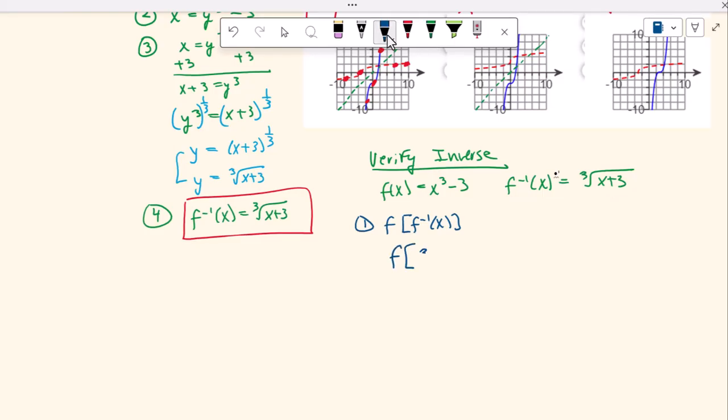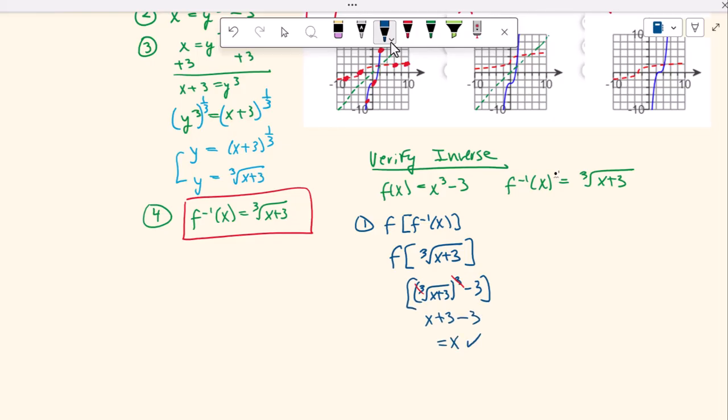F inverse of x is the cubic root of x plus 3. And this says to plug it into my function f. So I'm taking the cubic root of x plus 3 to the third power and then subtracting 3. The f notation is gone because I plugged it in. Now the cubic root and the third power cancel each other, and I'm left with x plus 3 minus 3, which equals x.